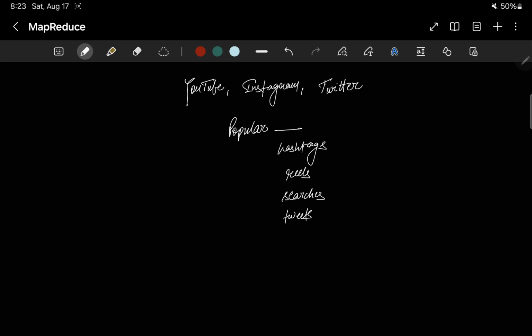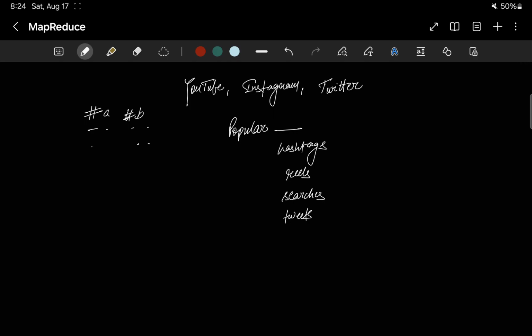So how do they do that? I'm not saying all of these use MapReduce, but I am saying that what these platforms do can be done using MapReduce. How? So on a very high level, let's say multiple people use multiple hashtags. Okay, hashtag A, hashtag B, something, something, something, something.